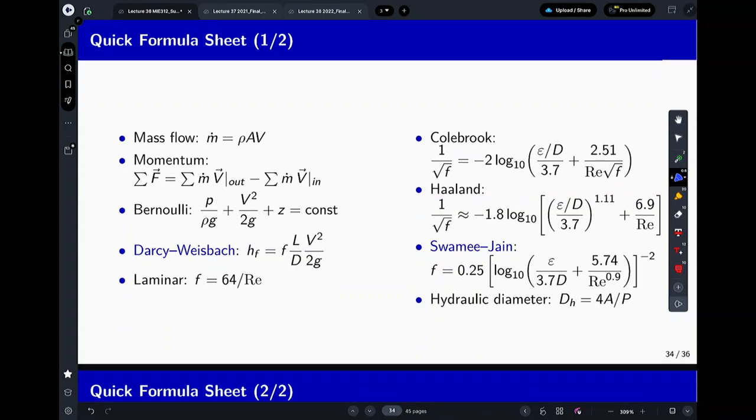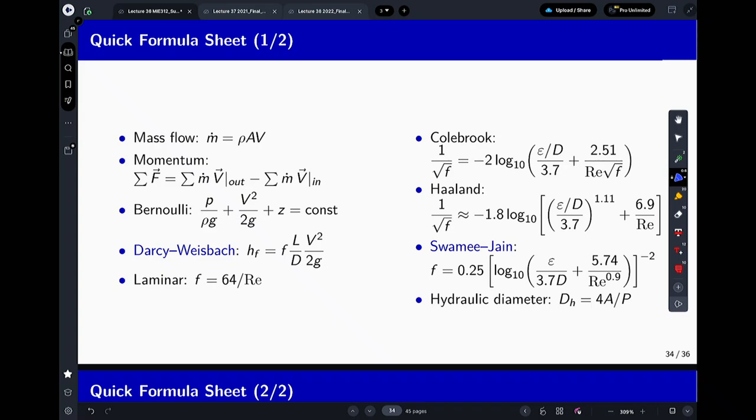So in terms of a quick formula sheet, I'm just putting down the ones I remember and I think are useful. Again, the aid sheet will be updated. I just need time. So you've got mass flow, momentum, and those are the steady state cases. Bernoulli there. On the right-hand side, you have all of the relationships that we have for friction. So Colebrook-White, which is the implicit relationship, and Haaland and Swamee-Jain.